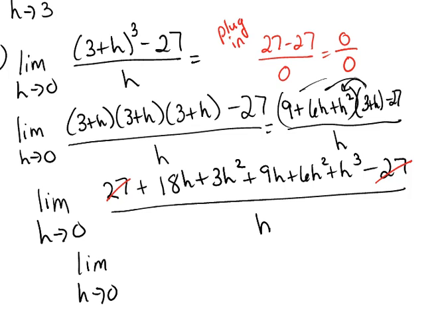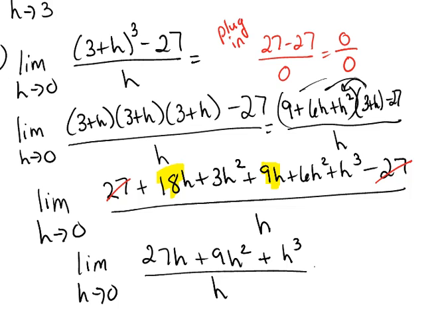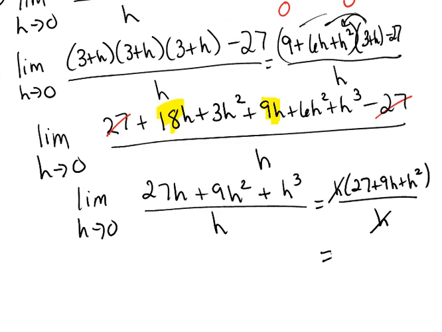All right, 18h and 9h is 27h. 3h squared and 6h squared is 9h squared, and plus h cubed, all divided by h. Now notice that h is common to each of these terms, so I'll factor it out and then cancel, and then I do a direct plug-in, plugging in 0, and I get the answer of 27, because if I plug in 0 for h here and here, then this part will be the only answer that I get. Okay.